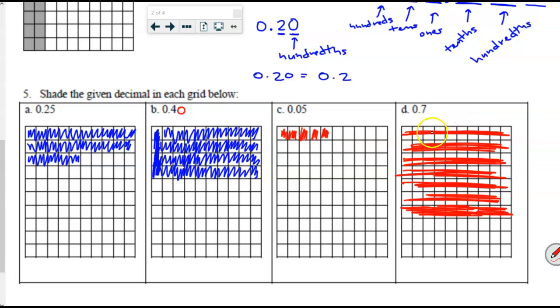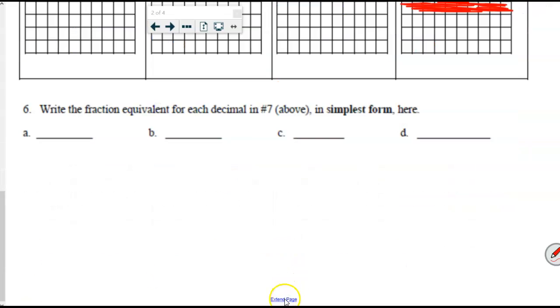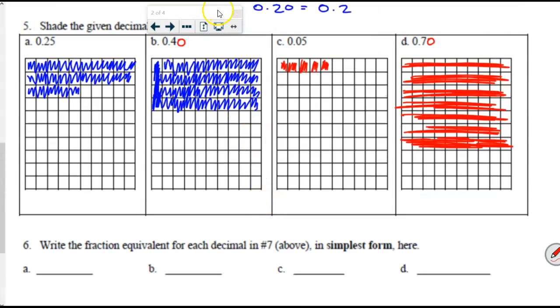Yeah, there's 7 rows, and in each row there's 10. So 10, 20, 30, 40, 50, 60, 70. Each one of these is a tenth, right? Because there's 10 of them in there. So I shaded 7 tenths or 70. Let's put that at the end too. 70 hundredths. Okay.